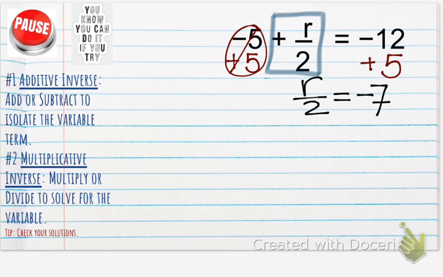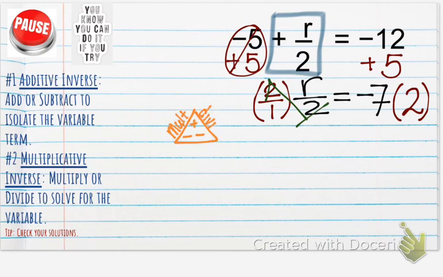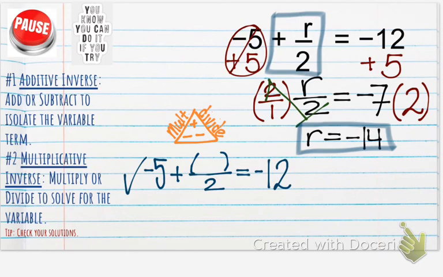So now what's our next step? If the r is being divided by 2, what is the opposite of divide? If you said multiply by 2, you are correct. So we get a 1r equals, now what's -7 times 2? Remember, a negative times a positive is a negative, in case you need it. But if you answered negative, I agree with you. It's a -14. So let's go ahead and check our answer.